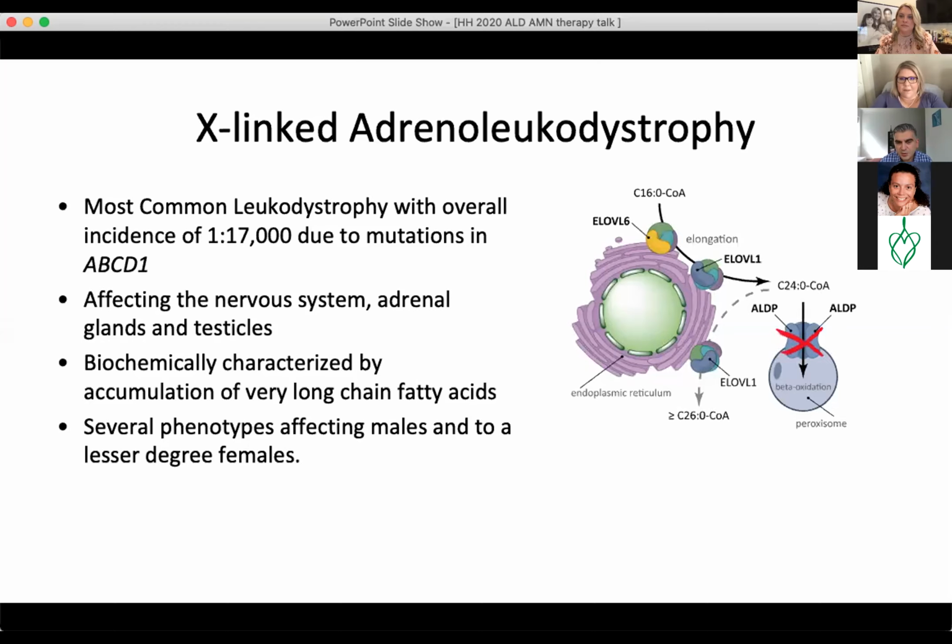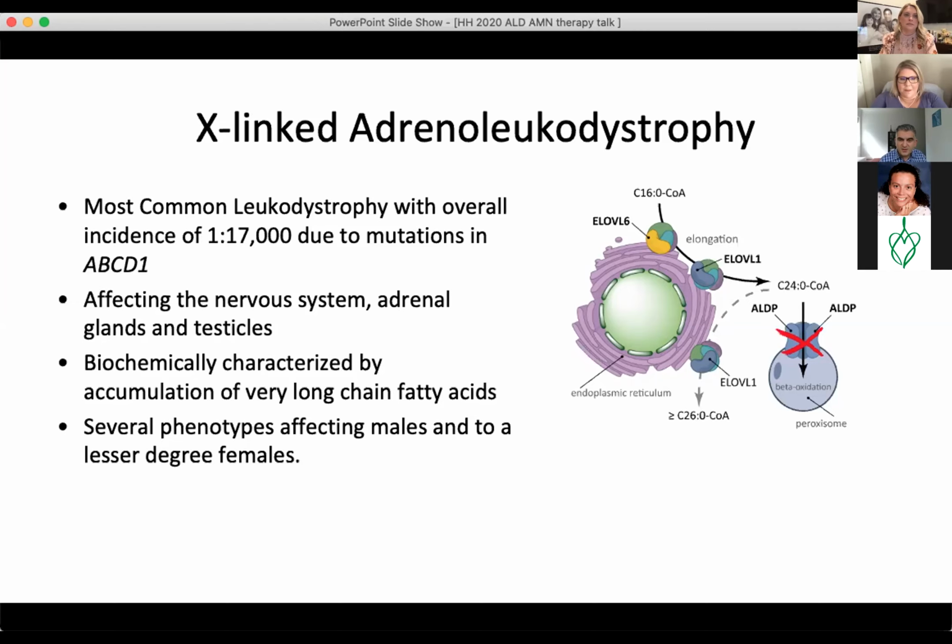And basically, the mutations in this gene result in the lack of function of this transporter and accumulation of these very long-chain fatty acids that you can then measure in the nervous system, in adrenal glands, and in testicles, and is basically a biomarker of this disease and relevant for diagnosis of this disease.